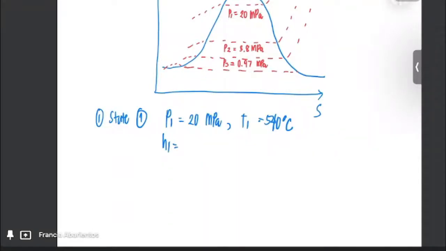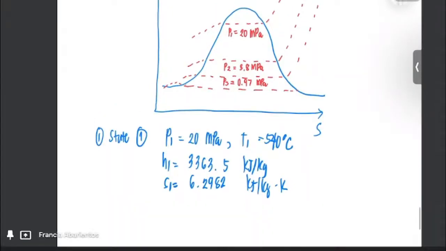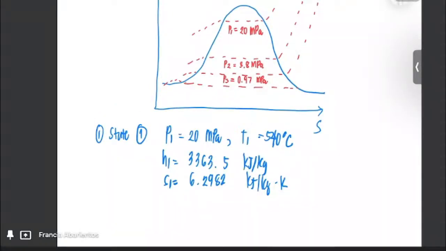At 540, we have the H1. We have 3363 kilojoule per kilogram. We have the entropy at point 1, 6.2982 kilojoule per kilogram Kelvin. From process 1 to 2, at state 2, we know that S1 is equal to S2.